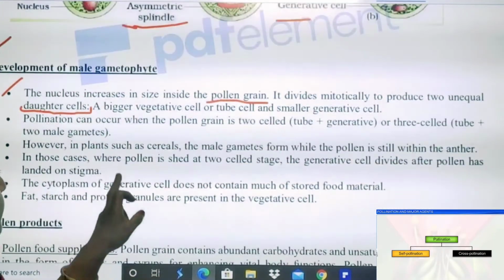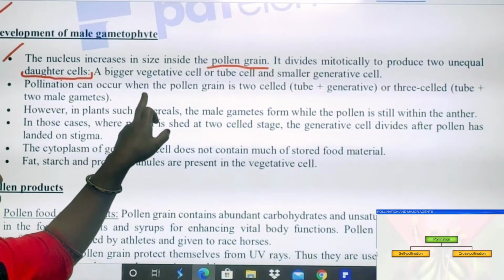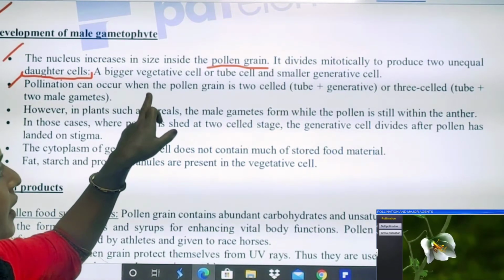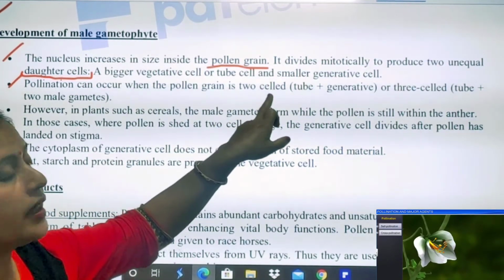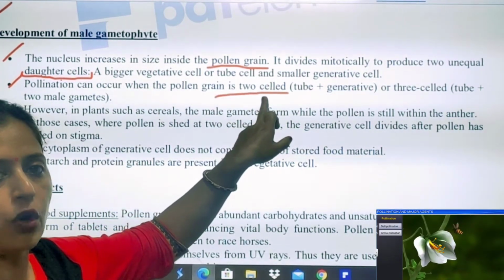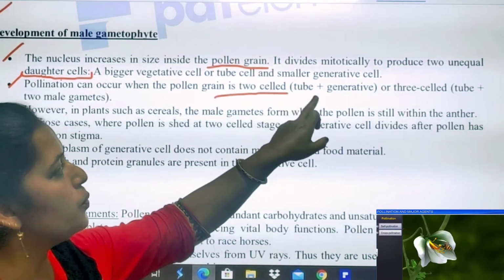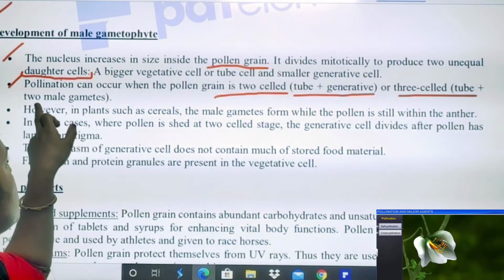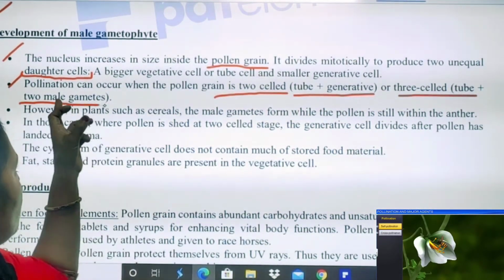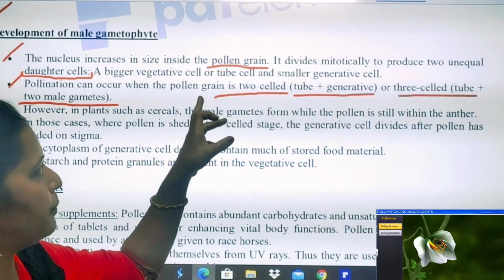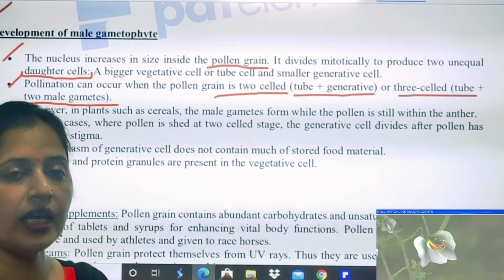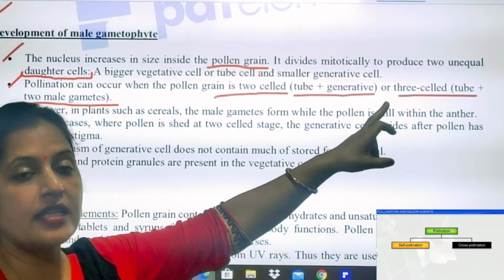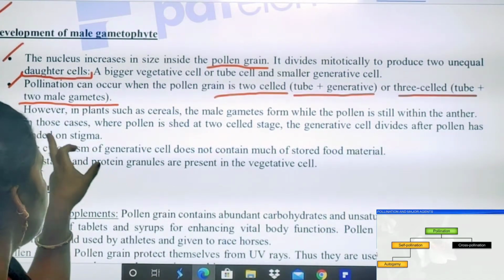Pollination can occur when the pollen grain is two-celled. Now pollination occurs when pollen grains are two-celled, that is tube plus generative cell, or three-celled, that is tube cell plus two male gametes. That means pollination occurs when the pollen grains are two-celled, tube plus generative, and when they are three-celled, tube plus two male gametes.